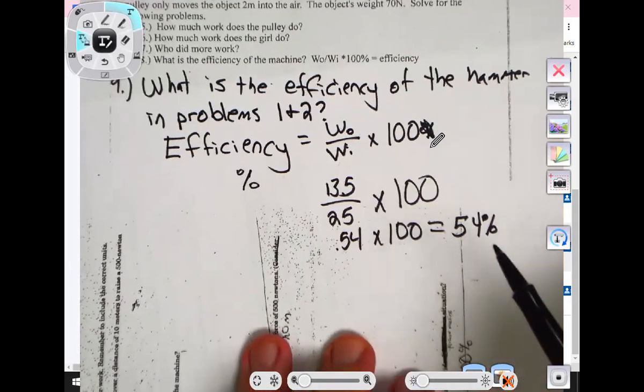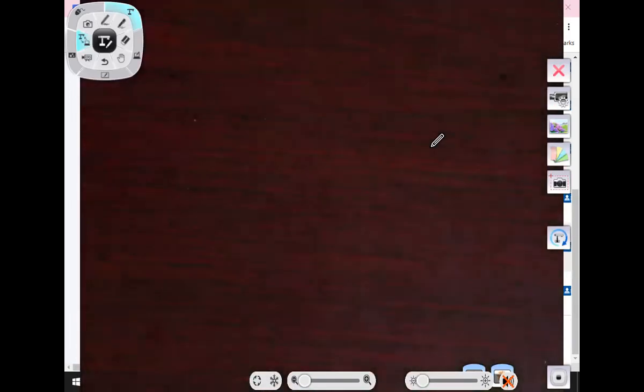What we're going to do next is flip over here, and you're going to do another set of two problems, and we're going to do it on this side.